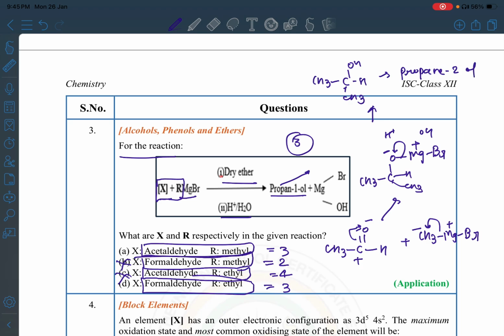which is actually propan-2-ol. And the product required is propan-1-ol. So of course the first option is cut. That means option D is correct. So we took formaldehyde this way.